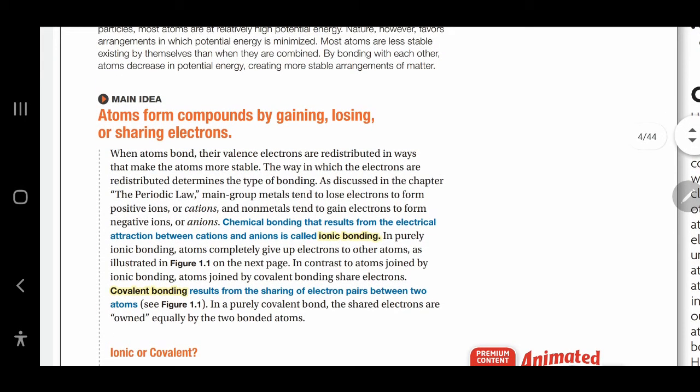Now, how could atoms form chemical bonds? As explained before, atoms could lose or share electrons, and actually the nature of the atom will determine the type of the bond that will be formed. So, first we have ionic bonding, electrical attraction between cations and anions. And the covalent bond is a sharing of electron pairs between two atoms.